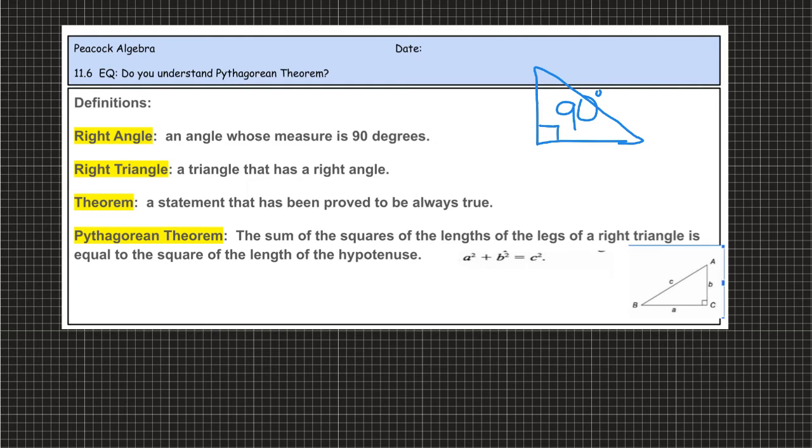Okay, so this is a right triangle. Anytime you use the Pythagorean theorem, you must have a right triangle. And a right triangle is a triangle with exactly one right angle. Now, you'll learn a lot of this next year, but we're going to preface this. A theorem is a statement that has been proved to always be true. So the Pythagorean theorem has been proved to be true every single time. The Pythagorean theorem is a squared plus b squared equals c squared. Here is your picture depicting the Pythagorean theorem.